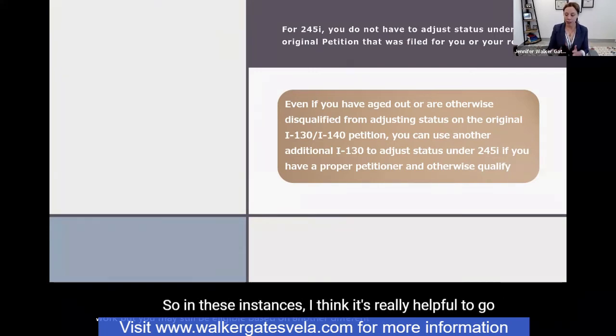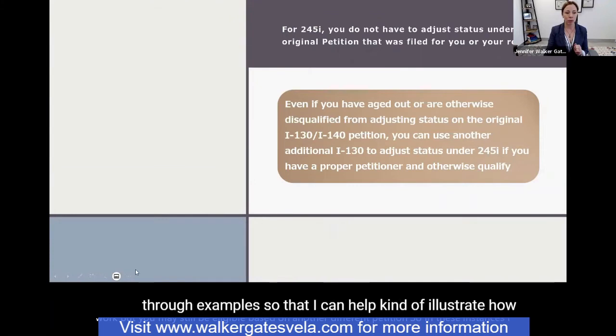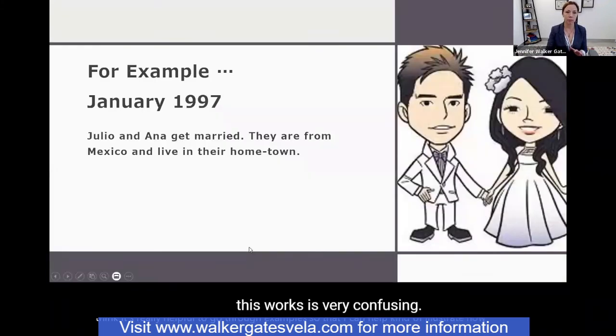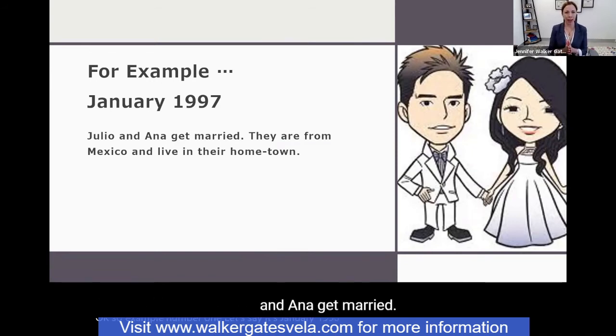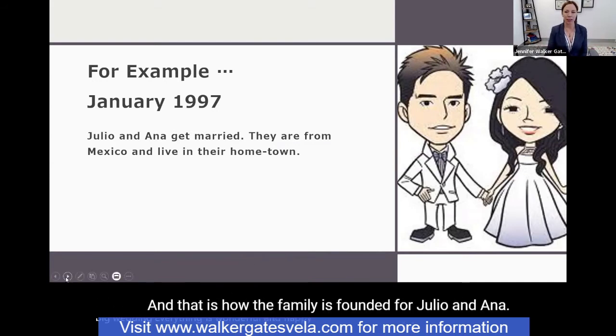So in these instances, I think it's really helpful to go through examples so that I can help illustrate how this works. It's very confusing, so bear with me. Okay, so example number one. Let's say it's January 1997. Julio and Ana get married. They are both from Mexico. They live in Mexico in their hometown. And so they get married, they have a big wedding. Everything's wonderful and happy. And that is how the family is founded for Julio and Ana.